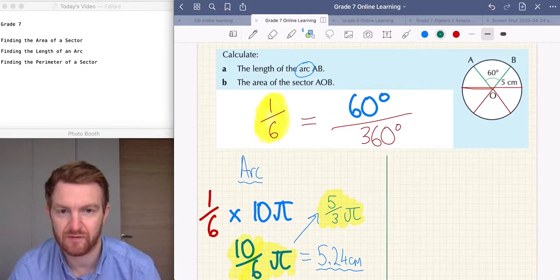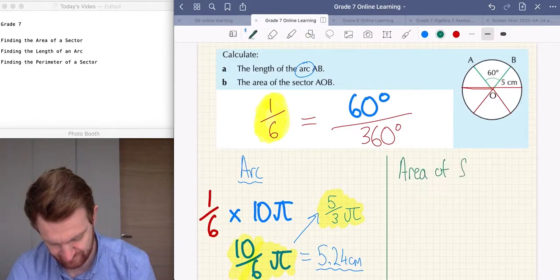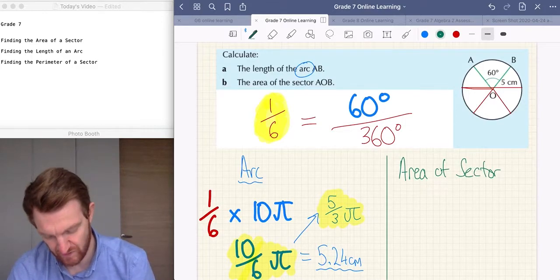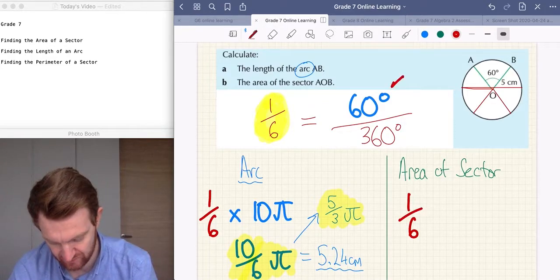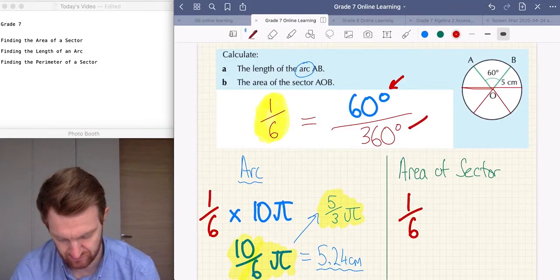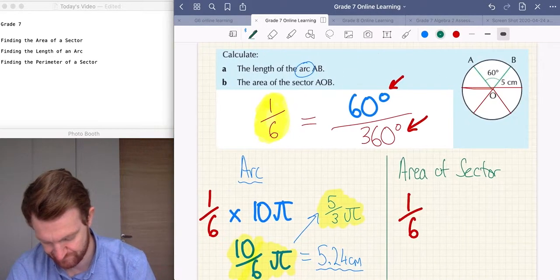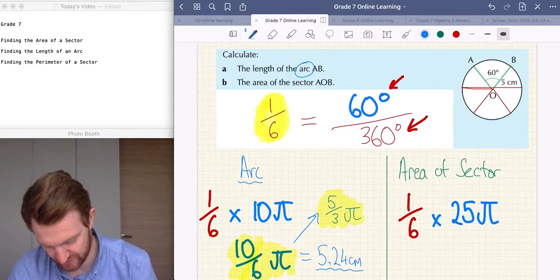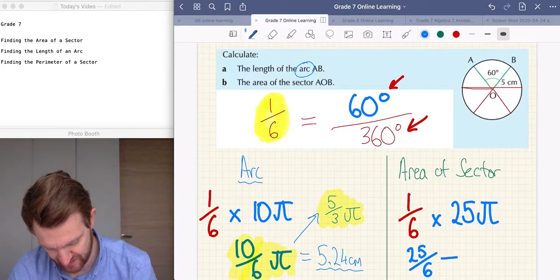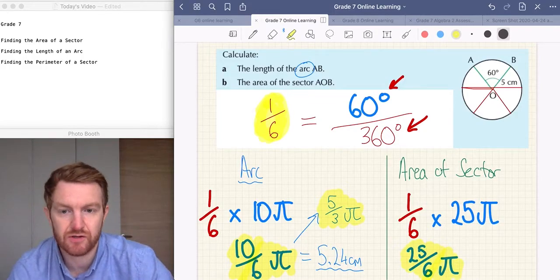I wonder what's going to happen for the sector. Remember, we were doing the area of a sector. So again, we know we have 1/6 of the whole circle because we did the angle divided by the total. We know that the whole thing was 25 pi. And we type that into the calculator, and it gives us 25/6. And that's your answer. And you can leave it like that. You don't need to do anything to that.